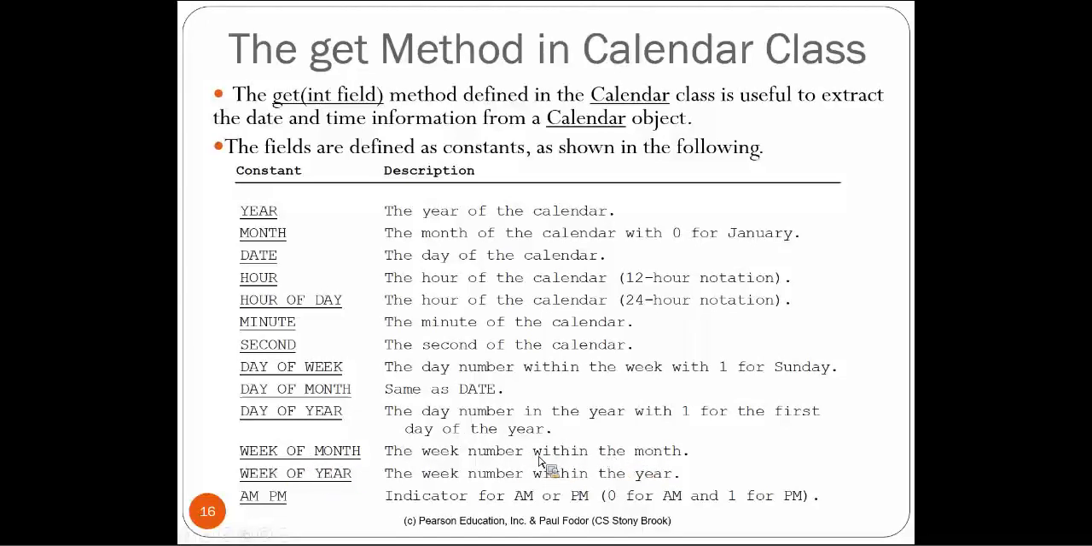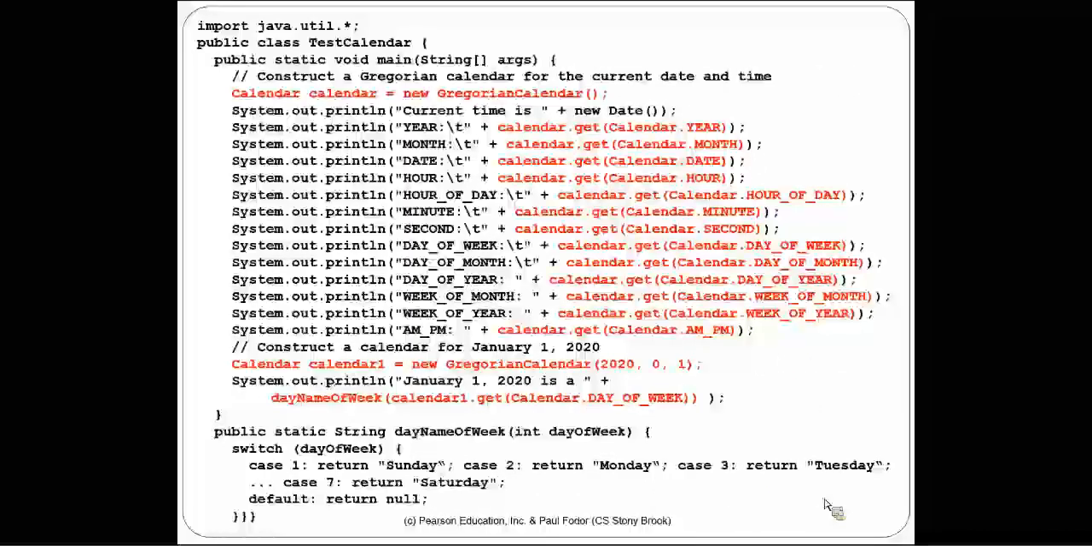Week of the year is the number of the current week within the calendar year, and week of the month is the calendar week within the month. AM and PM return 0 for AM and 1 for PM. And let's see an example.